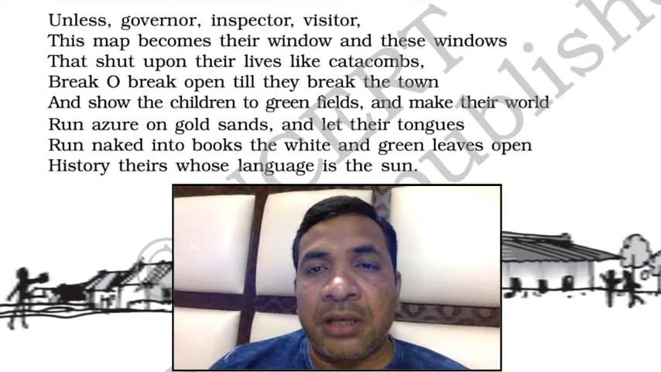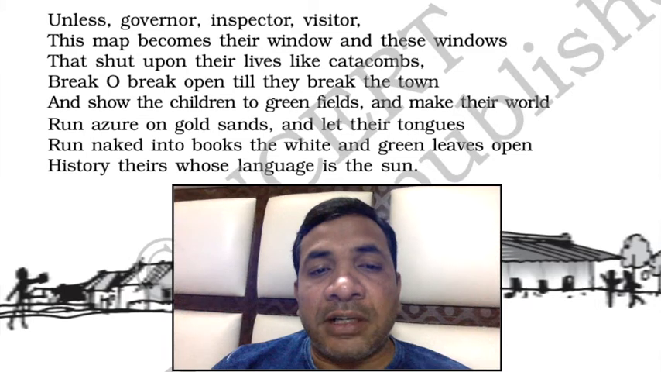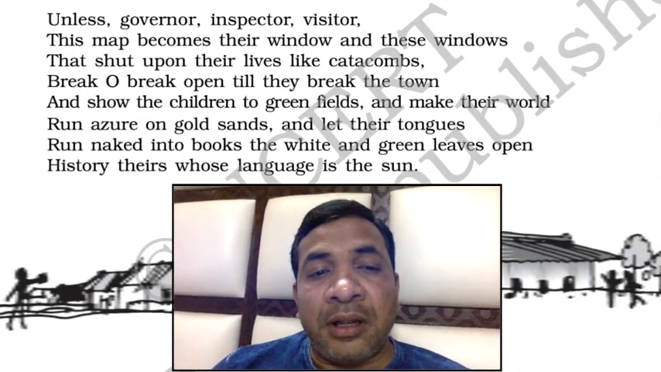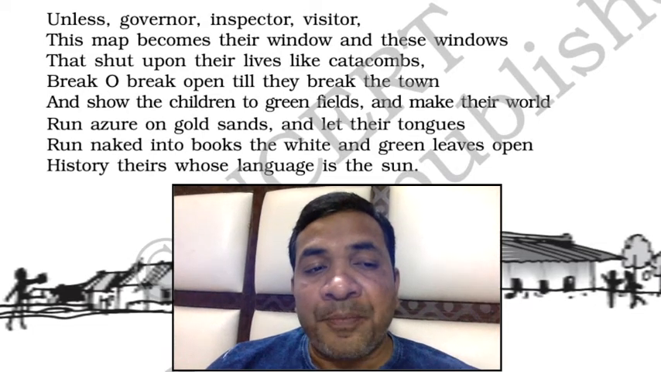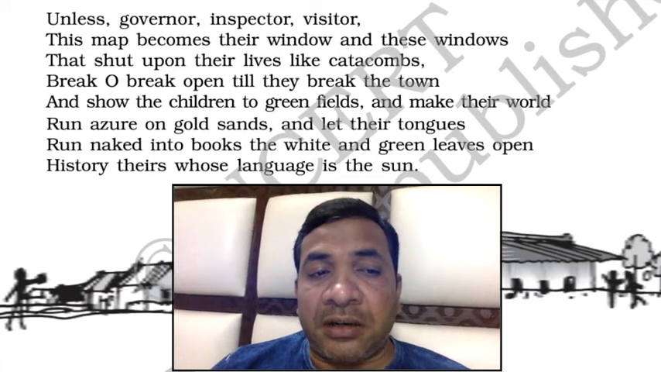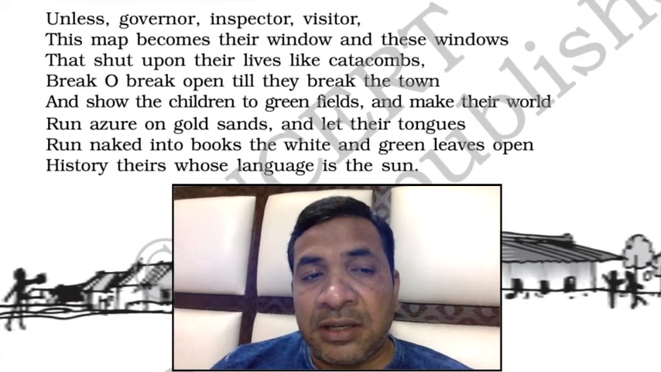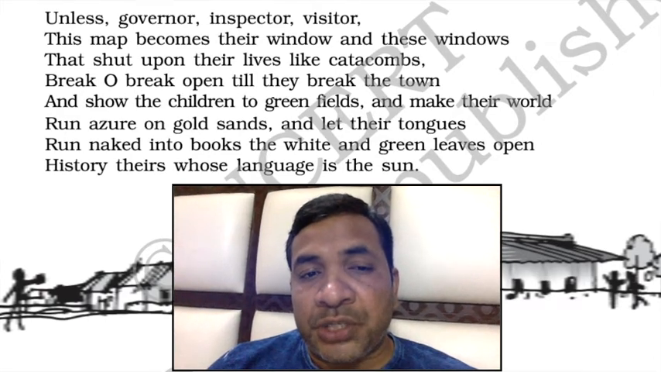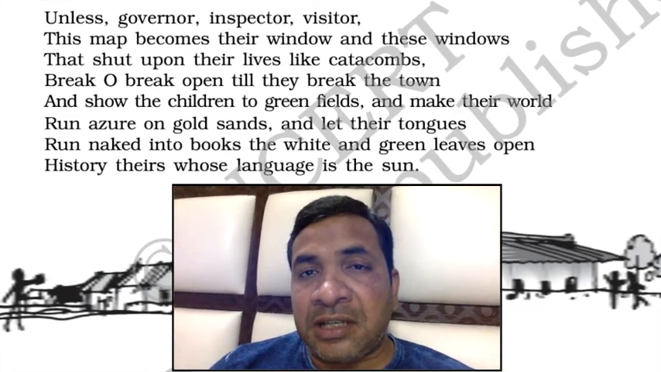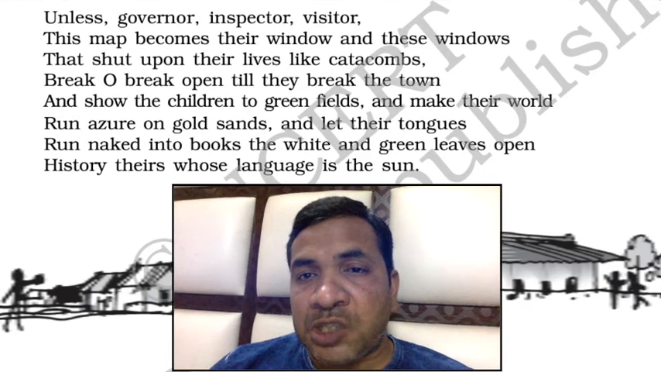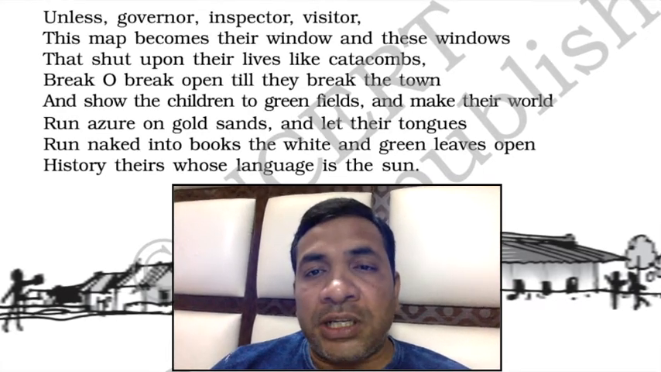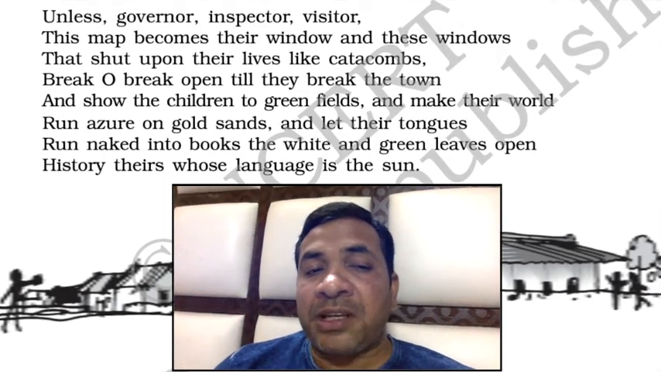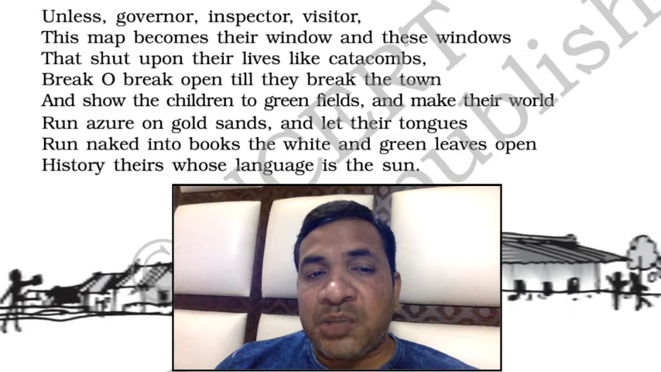The poet has been issuing a warning here that unless the governor, inspector and visitor, these people, the brunt bearers of the society, take care of their condition. So what the poet says here is, unless the governor, inspector and visitor, this map becomes their window. The poet wants to say that the governor, inspector and visitor, the responsible people of the society, the authorities of the world, have to take care that somehow this map should become their window. They have to do something so that this map becomes their window.